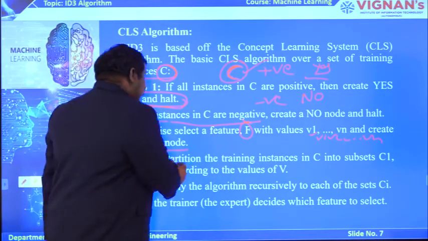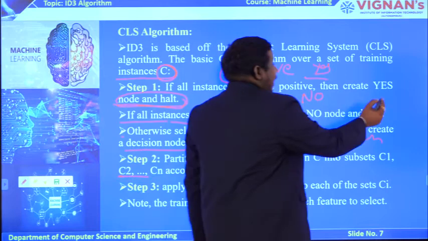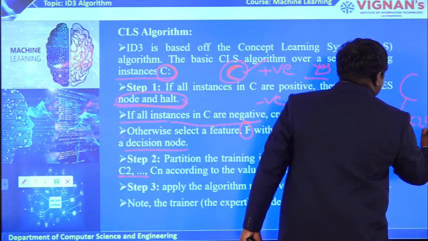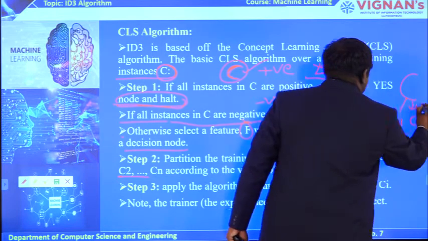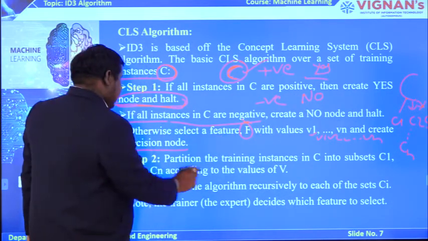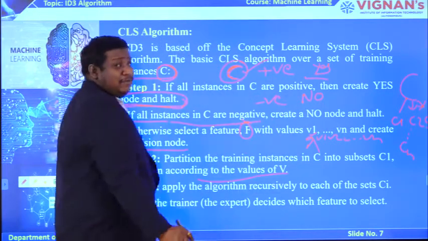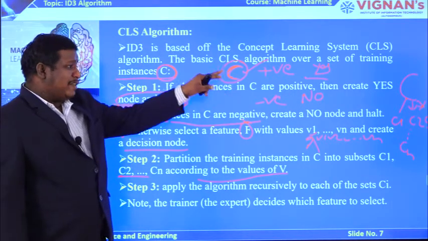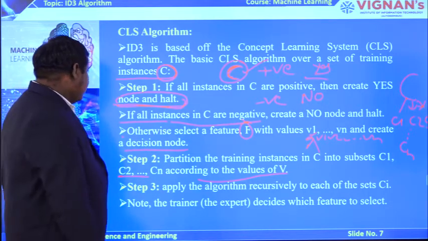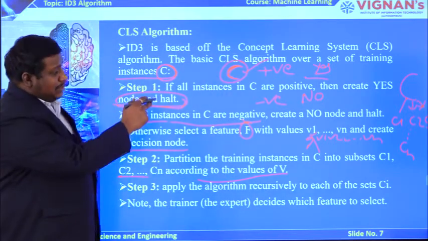Then partition the training instances in C into subsets C1, C2, and so on up to Cn. So we have a training set of instances C, and we now partition it into C1, C2, C3, and so on up to Cn, according to the values of V. That is our third step. Then apply the algorithm recursively to each of the sets Ci.